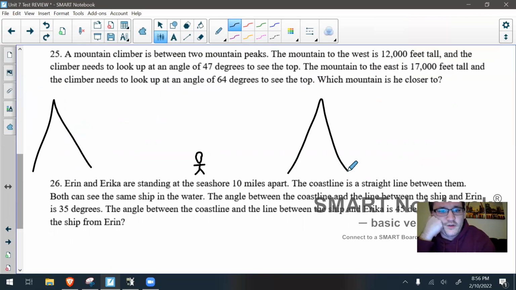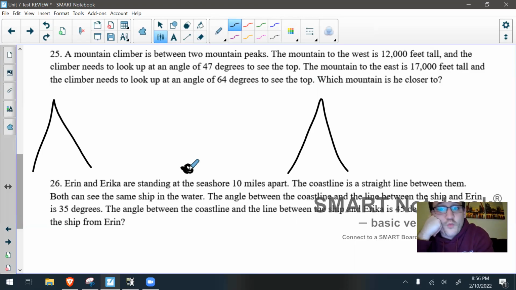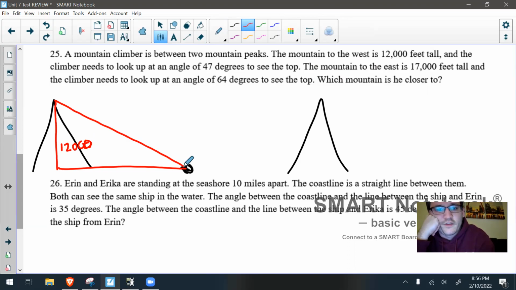All right. So here's what we're going to do. I'm going to shrink this guy down to a point. So he's right here. The mountain to the west is 20,000 feet tall. Okay, so this right here is 12,000 feet. He needs to look at an angle of elevation of 47 degrees.